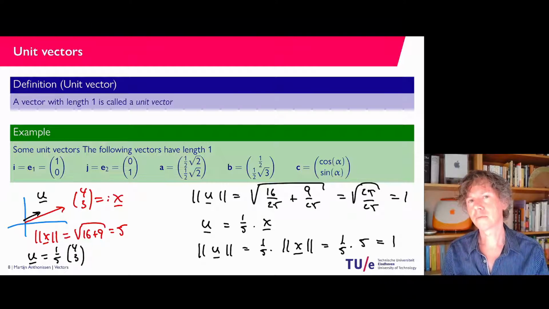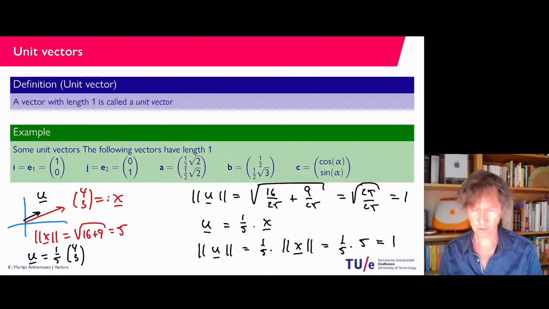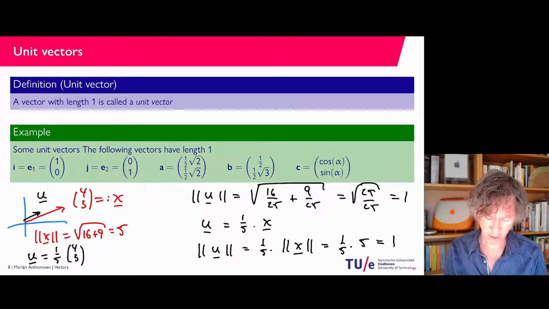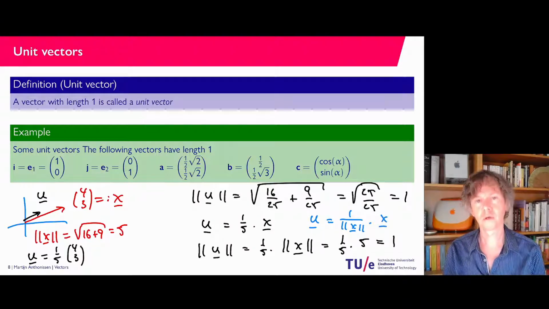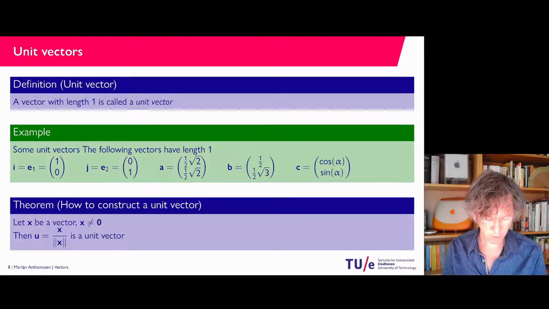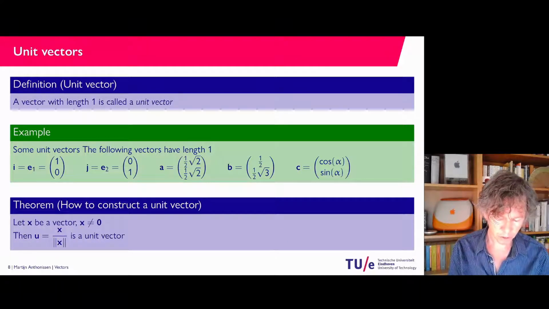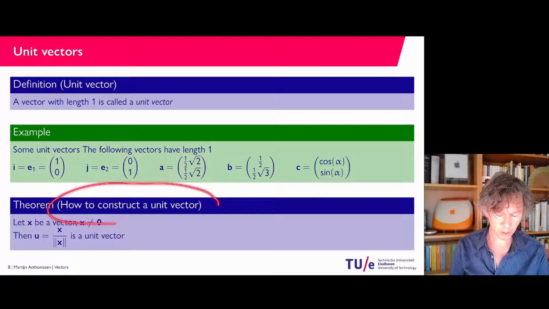So apparently, if I make this a little bit more general, if I have any vector x with a certain length, and then I define u to be 1 over the length of my x vector times x, then I find a unit vector. So this is a standard way how you can construct a unit vector from a given vector. And I put that in a separate theorem, which is also in the textbook, how to construct a unit vector.